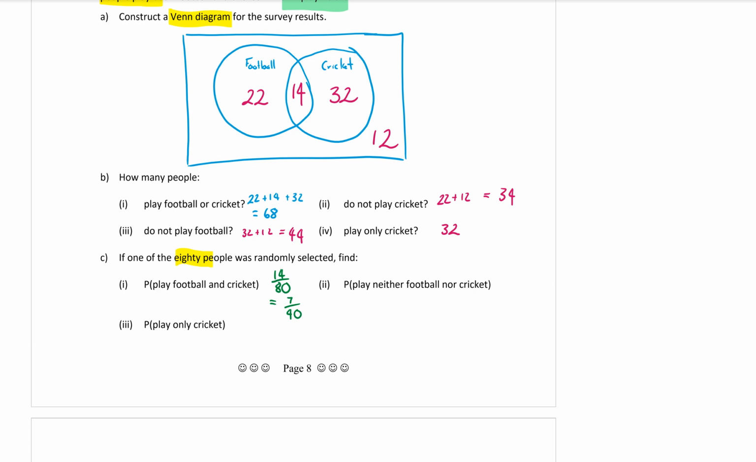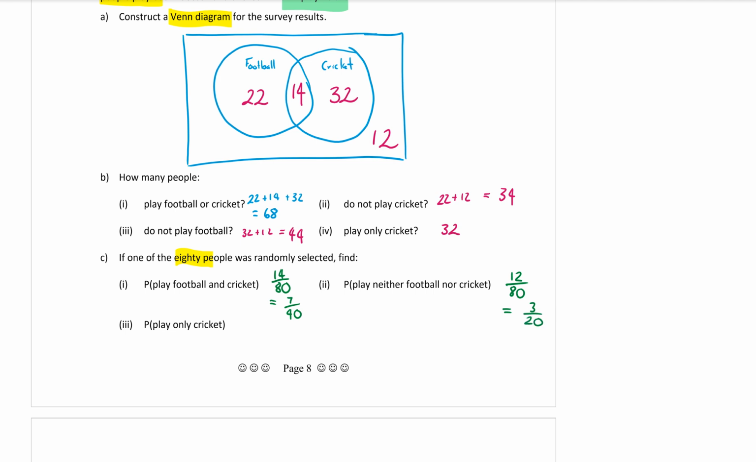Part 2 says, find the probability that they play neither football nor cricket. That means that they don't play football or cricket. There is 12 people who don't play either one of those sports. So that's 12 out of 80. Type it in your calculator and simplify to get 3 out of 20.